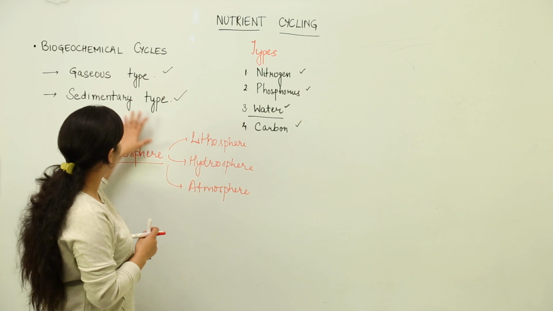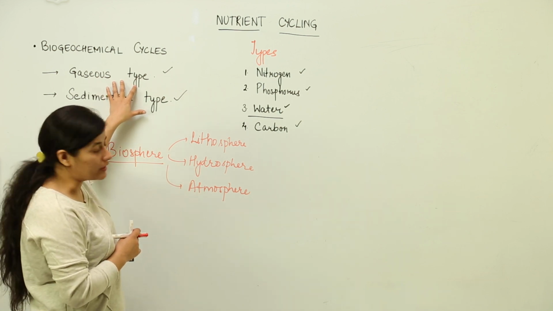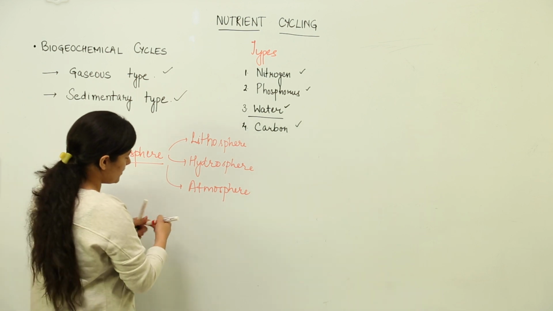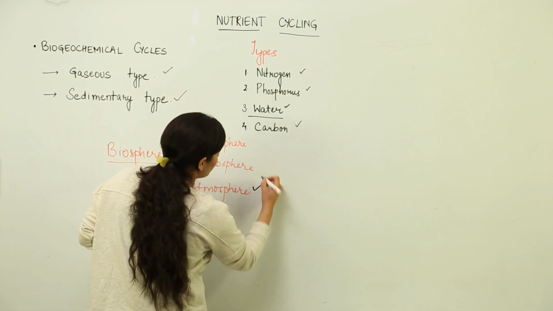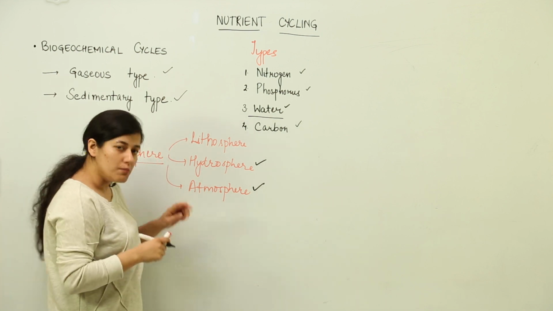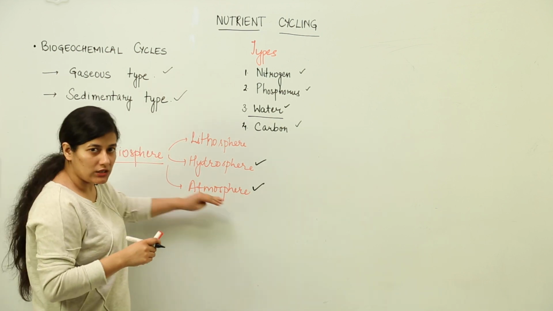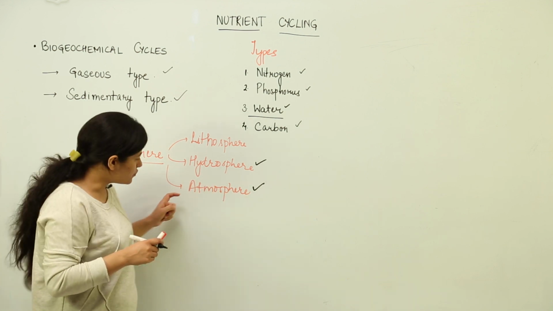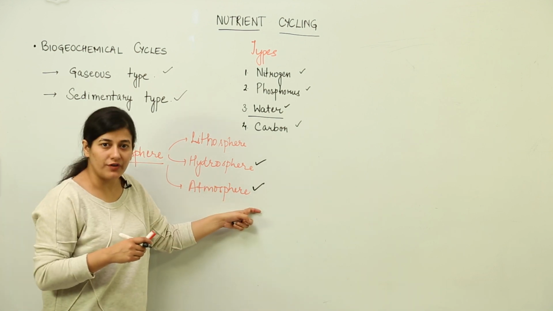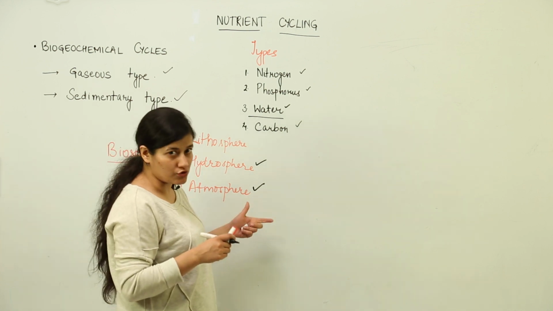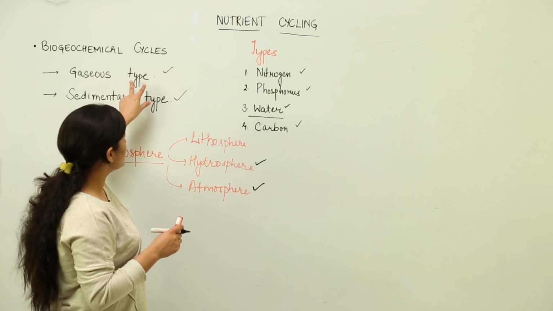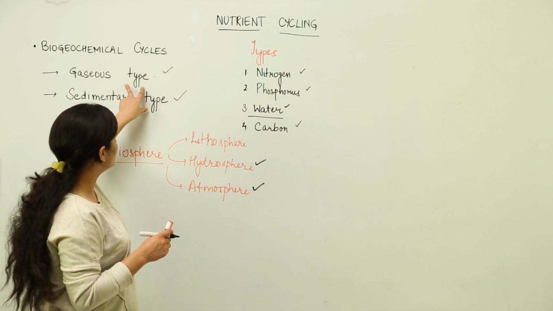So when we talk about a gaseous type of biogeochemical cycle, we are going to take the source of the nutrients to be present in the atmosphere or in the hydrosphere. Mostly in the atmosphere, the biogeochemical cycle will have the source of nutrient in the atmosphere itself. For example, I am considering nitrogen. You know, our atmosphere is about 70% nitrogen. So such are the gaseous type of biogeochemical cycles.